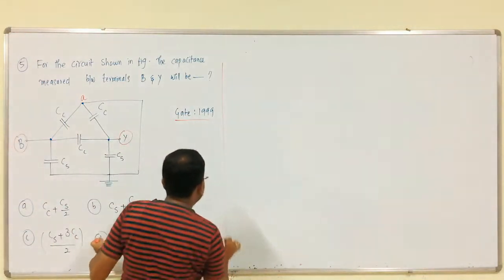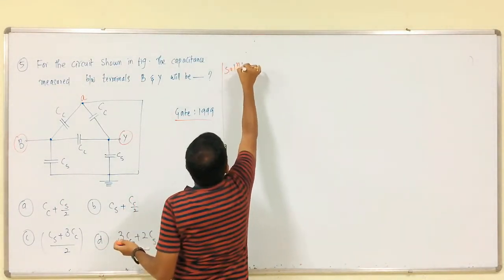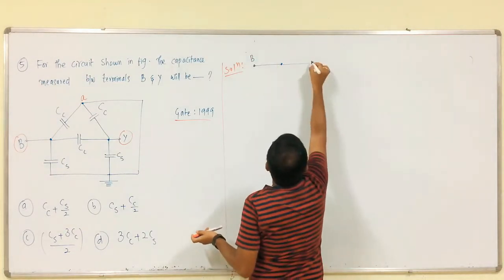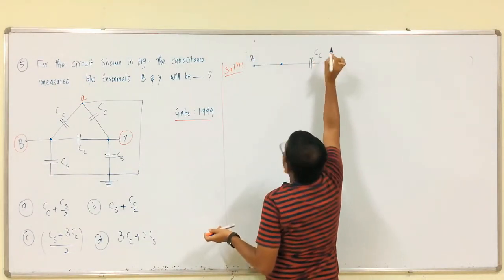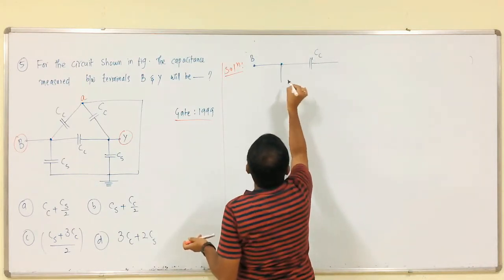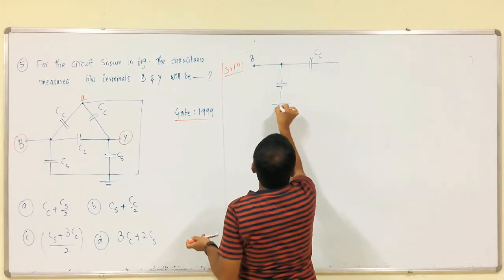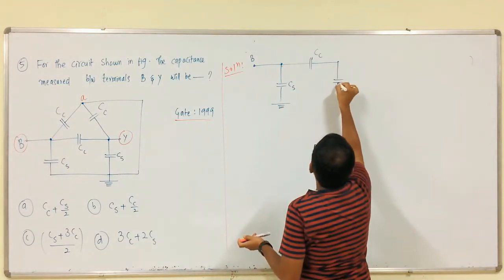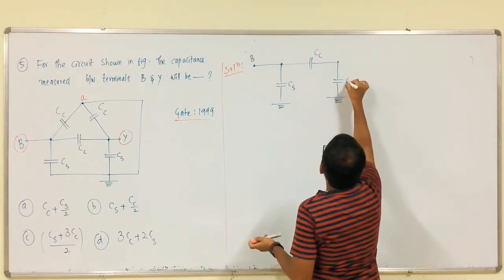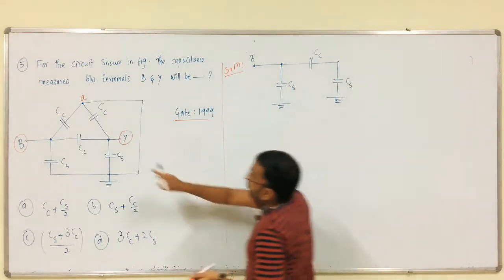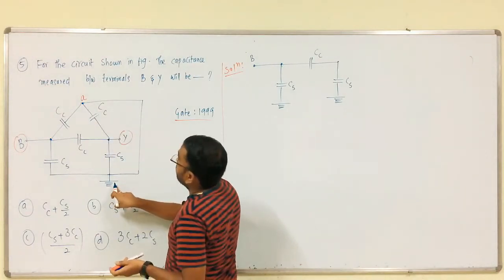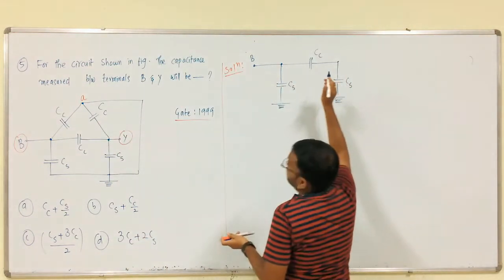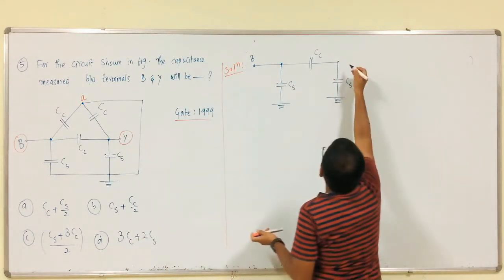Therefore, solution. So, this is B, right? This is CC, clear? So, from here to here, this is connected to ground, this is CS. From here to here, this is also connected to ground, this is CS, completed, and this point is connected to ground, which means this CC and this CC are also connected to ground.